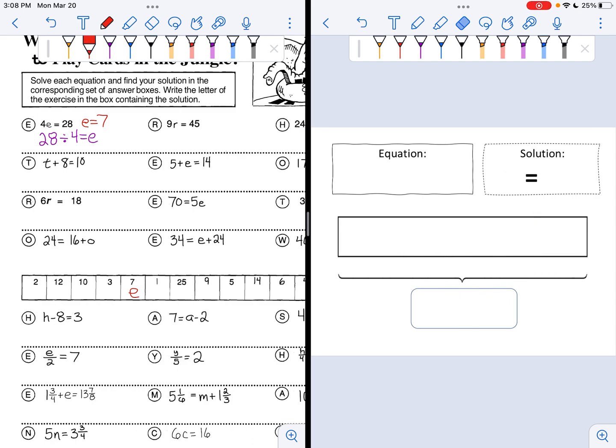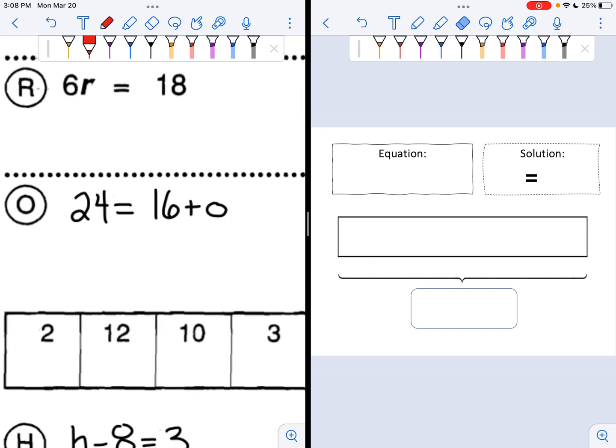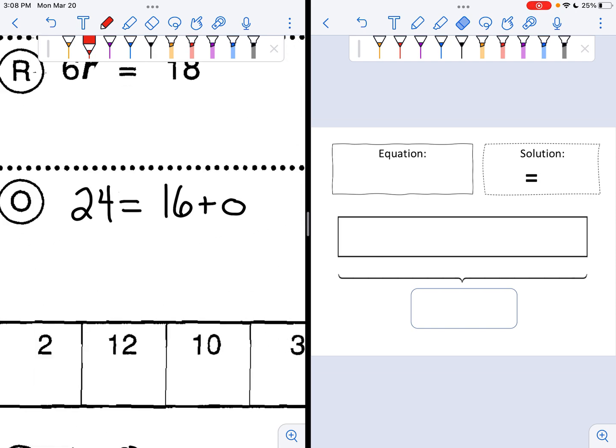Let's do this one, O. 24 equals 16. It looks like plus 0, but it's not. That's an O. 24 equals 16 plus O. So I tried to make it a little bit smaller. 24 is our total, so we'll write it down at the bottom. 24 is the answer, or the total of 16 and O.